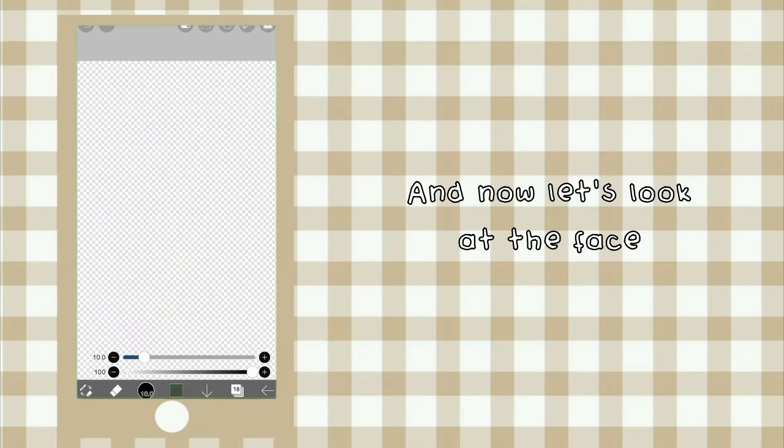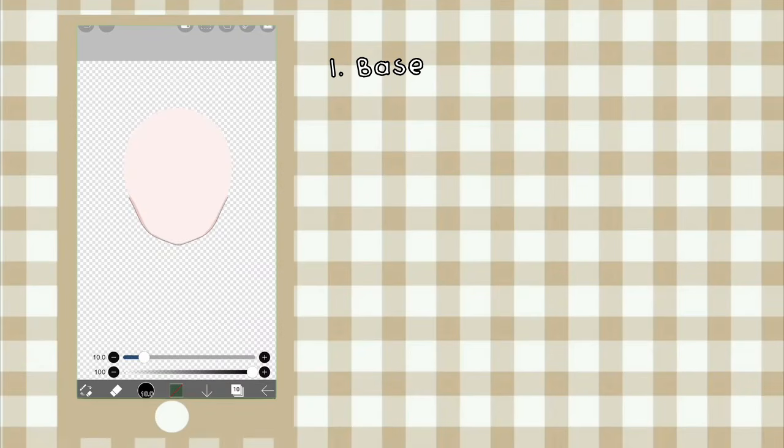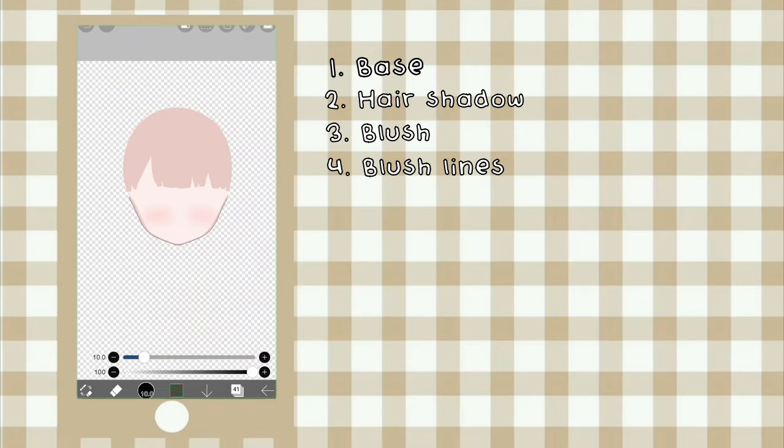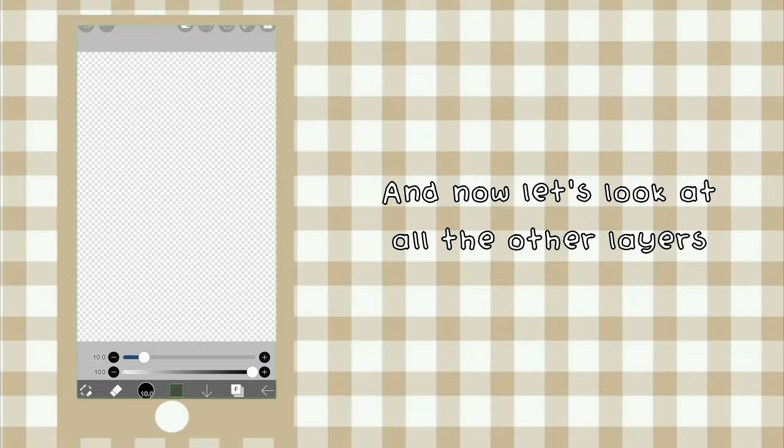And now let's look at the face. There's the bottom layer, the shadow layer, the blush, the second blush layer, it's kind of hard to see it, the nose highlight, and now let's look at all the other layers.